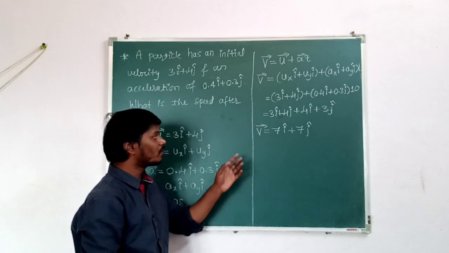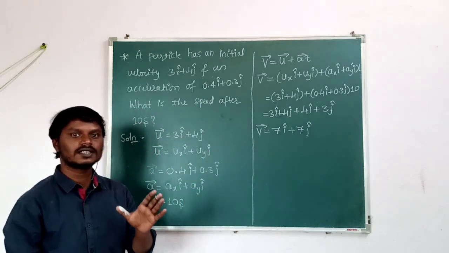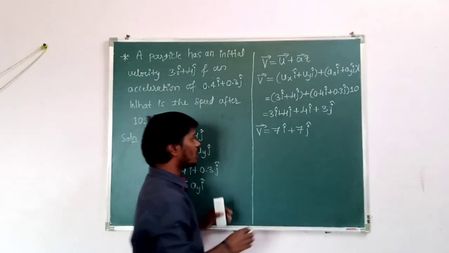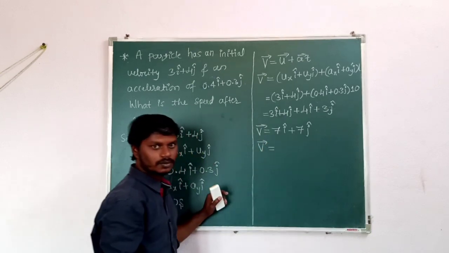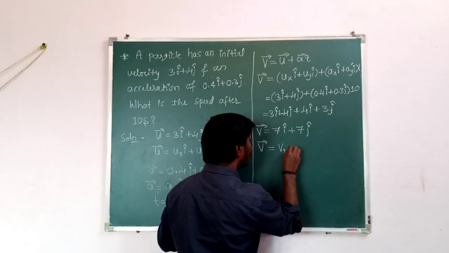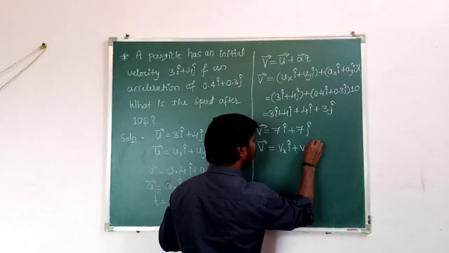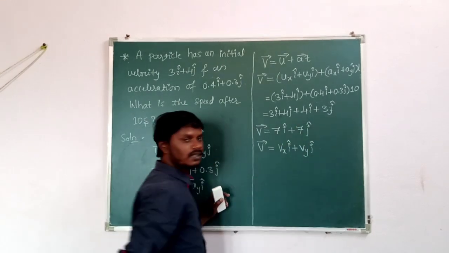Okay, but we have to find its magnitude, means they asked speed. Speed is nothing but it is the magnitude of velocity. Vector v can be resolved into two components. What are those? Vx and vy. So vxi plus vyj. Here vx is nothing but 7 and vy is also nothing but 7.